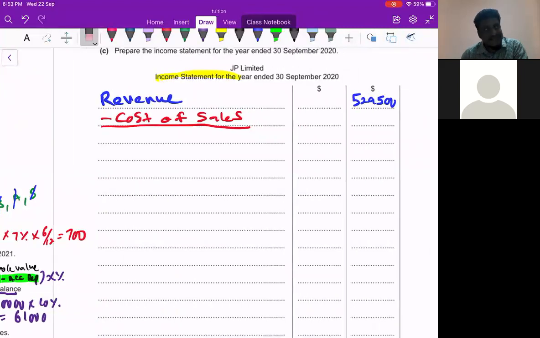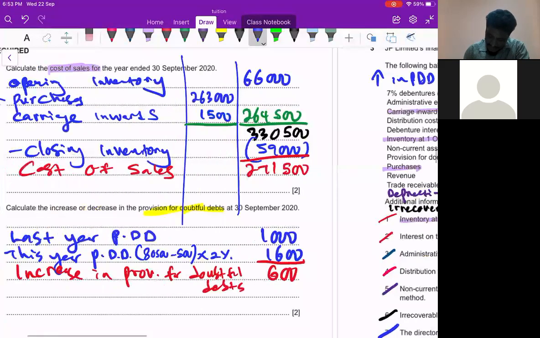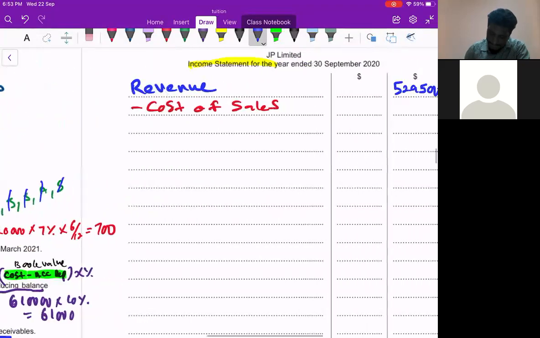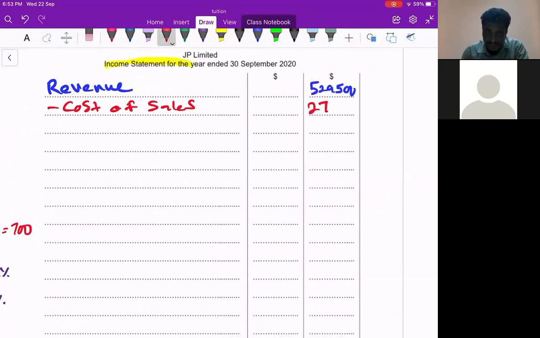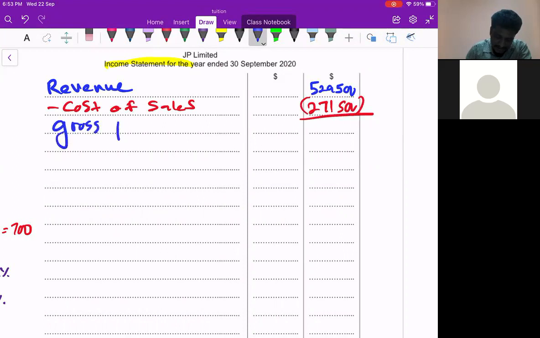Or, if you want to take a risk, you can straight away write the answer here. You take this answer, 271,500, right here. Then you get the gross profit. How much is the gross profit? 258,000. You can do this, but I'm scared later they will minus marks. Okay, you can do this because of the cost of sales.